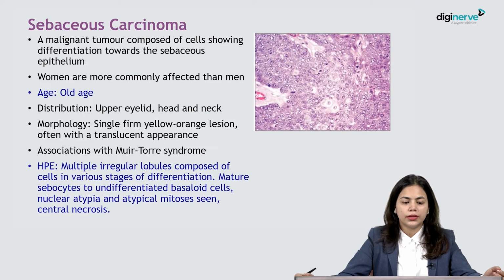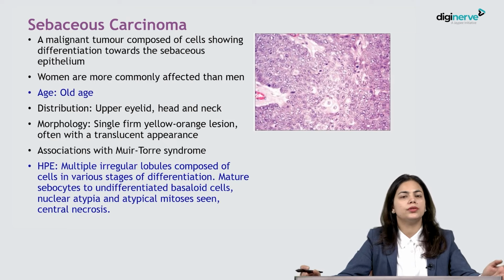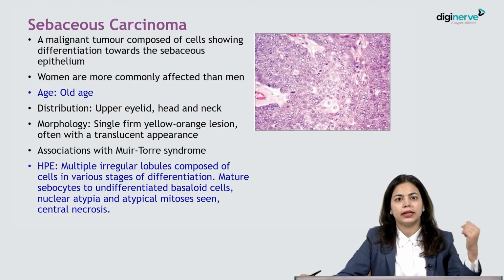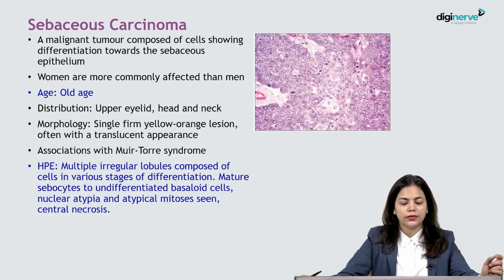Now, another thing that we come across is sebaceous carcinoma. It's a malignant tumor composed of cells showing differentiation towards sebaceous epithelium. Women are more commonly affected than men. This malignant tumor, like all other malignant tumors, we encounter generally in old age. The distribution is over the upper eyelid and the head and neck region. Generally, a single firm yellow-orange lesion is appreciable. Morphologically, they appear as a single firm yellow-orange lesion having a translucent appearance.